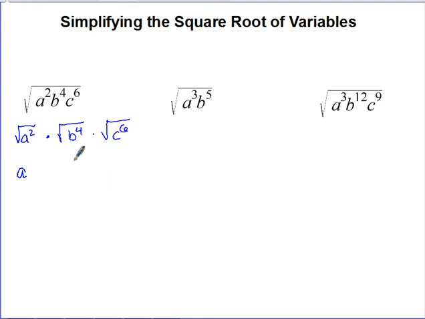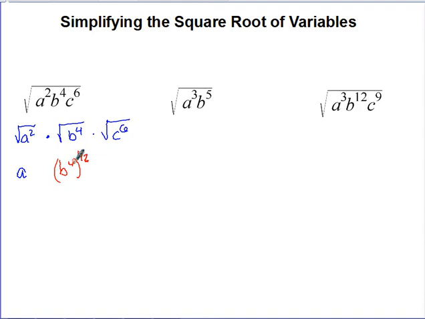Another way that you could think about this is, I could rewrite the square root as an exponent, and if I did, it would be to the 1/2 power. So roots become fractions when we write them as an exponent. Then we would be using our laws of exponents. So b to the fourth to the 1/2 power.